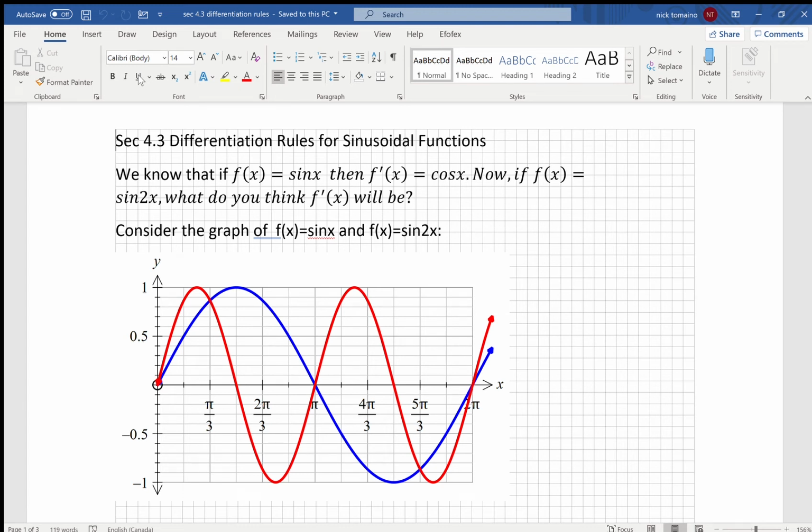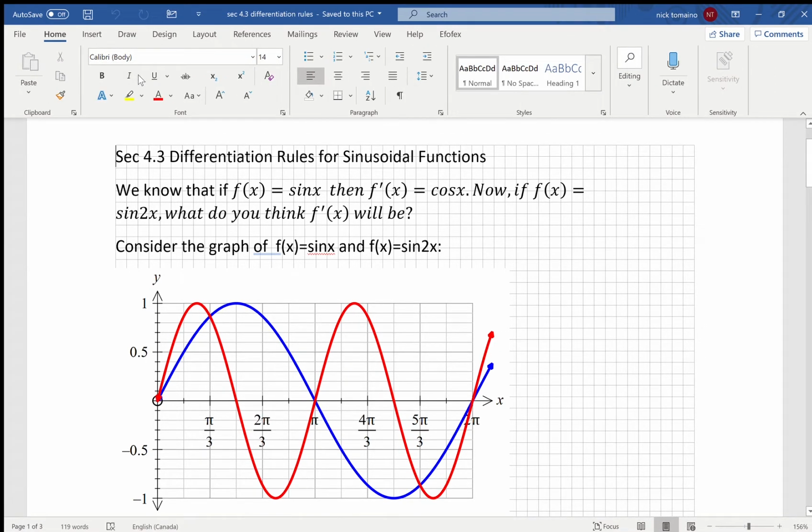Hi guys, today we are looking at the differentiation rules for sinusoidal functions. So far what we know is that if the original function is sine x, then the derivative function is cos x. Now we're going to look at compressed functions today and functions that have been shifted, etc.